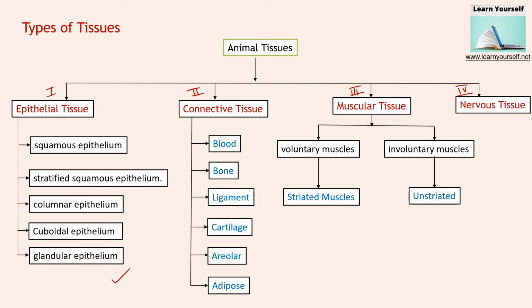their functions. Then connective tissue: blood, bone, ligament, cartilage, areolar tissue and adipose. Some of the connective tissues we know very well. Two or three tissues are new to you, but they are also very easy to understand. Under muscular tissue, there are two types of tissues: voluntary muscle and involuntary muscle. And the last one is nervous tissue. So let us start with animal tissue. The first one is epithelial tissue.